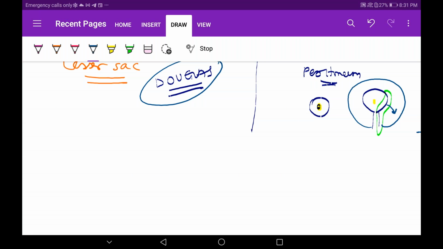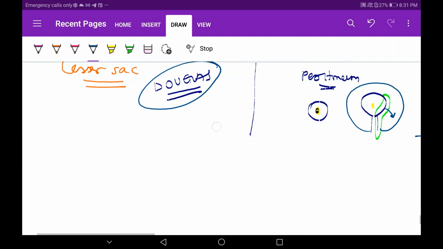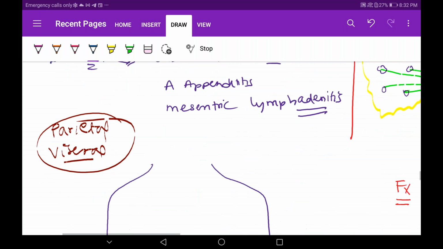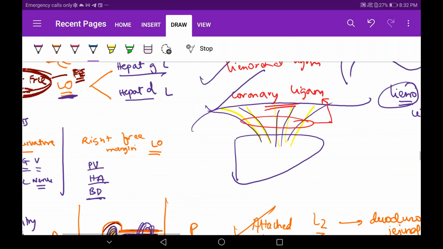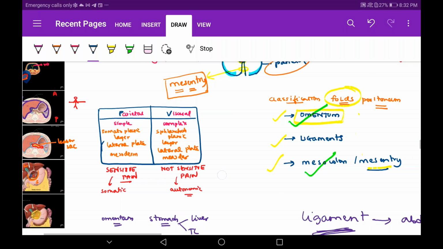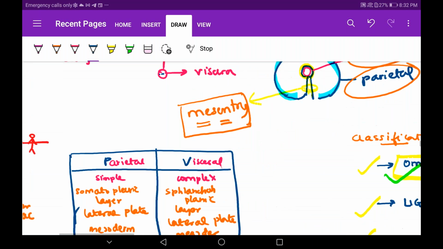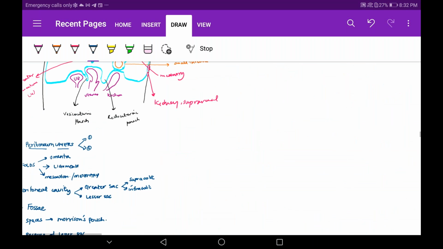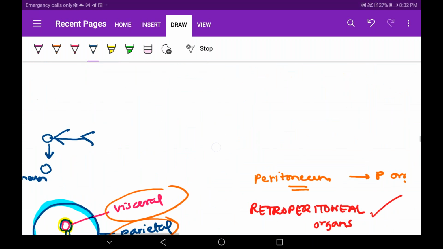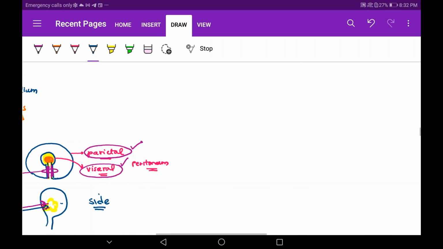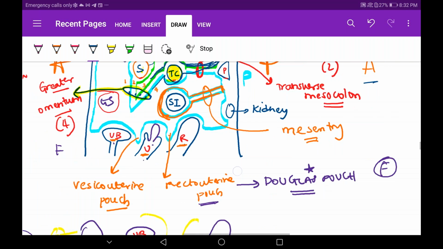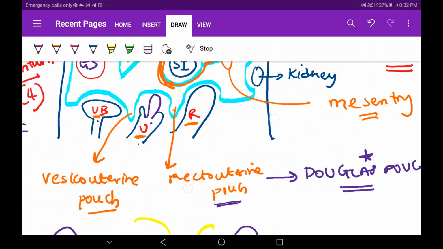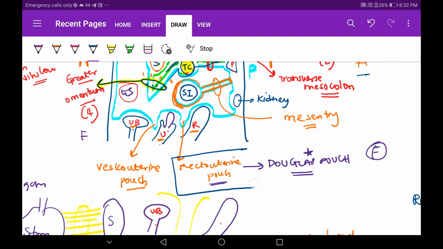Listen to me closely. Douglas pouch, let's go. There is nothing much to explain. Douglas pouch is seen in where? In which people is it seen? Yeah, in females. Very good. What was the Douglas pouch I have told you? It is the rectouterine pouch.